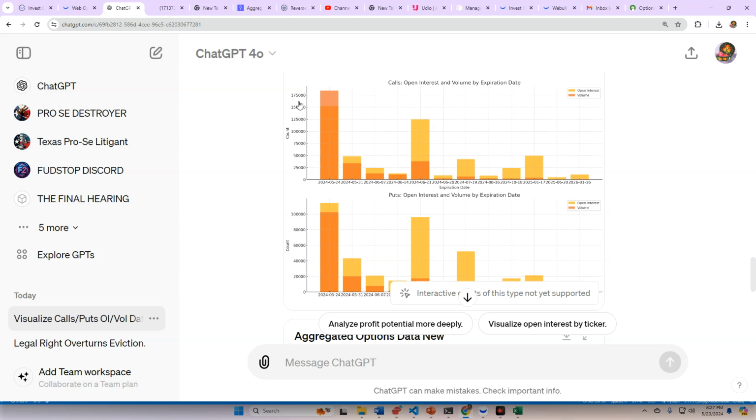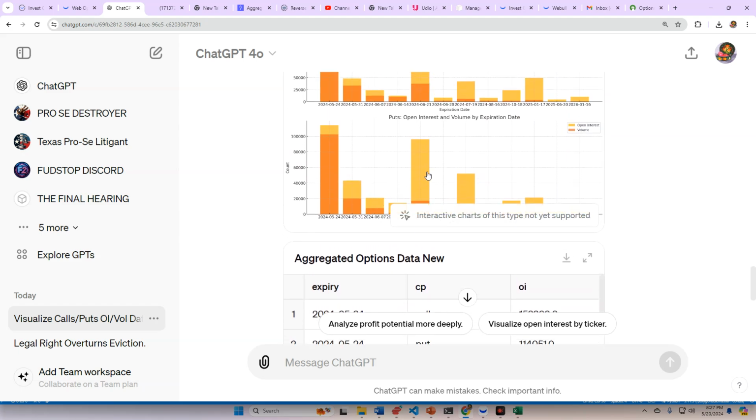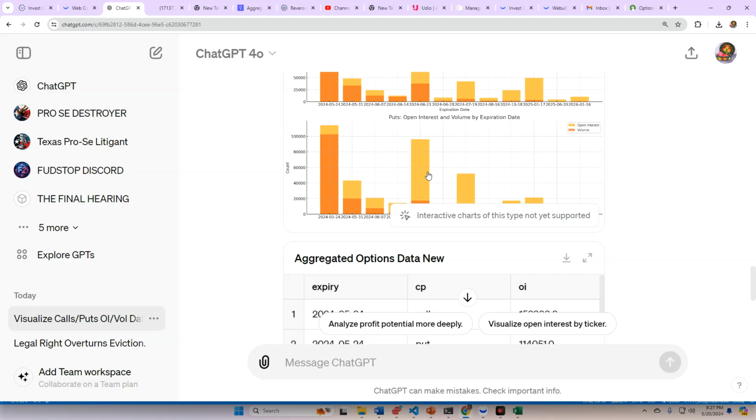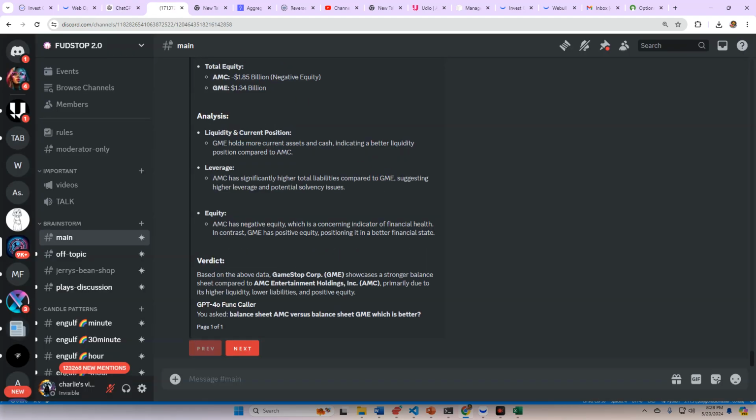For now, here is the look for GME. It's kind of the same. You have a lot of volume here for the 24th, and then it drops off as we get to OPEX 6/21, and then you see a significant amount of open interest there, and likewise for the volume. So there's that. But let's take a look at what we got. Verdict: based on the above data, GameStop showcases a stronger balance sheet compared to AMC Holdings, primarily due to its higher liquidity, lower liabilities, and positive equity.